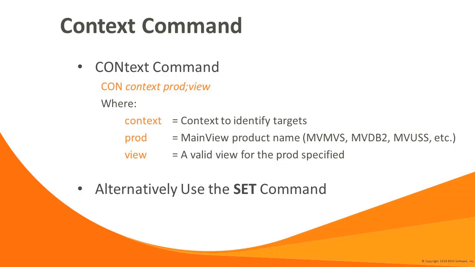To change our context in MainView for MQ to see only data from queue manager QM01, we would issue con space QM01. To change our context in MainView for z/OS to see all systems, we'd issue con space all. To transfer from a MainView for DB2 view to MainView for CICS to see all regions in a view CREGION, we would issue the command con space all MVCICS semicolon CREGION. Again, the set command provides the same capability, but with labeled fields.